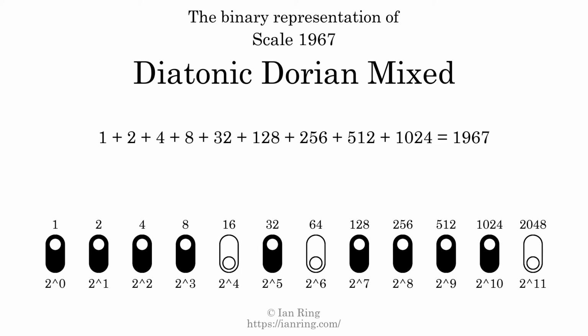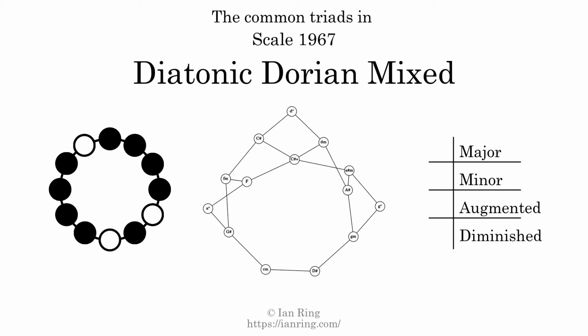1967. The scale number not only enumerates the scale with a unique index, but it also literally describes the tonal content of the scale. Represented as a binary number in base 2, the scale number is 01111010111. Here are the common triads present in this scale.